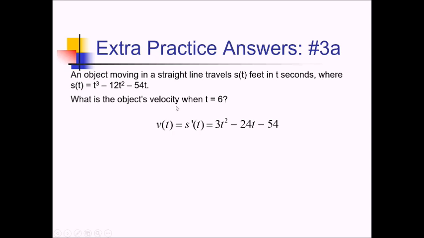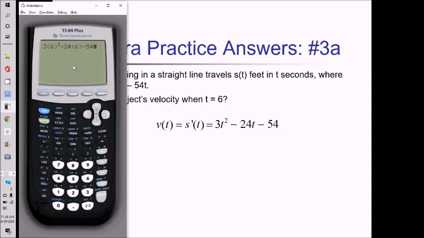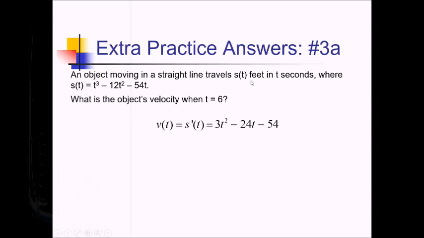And to get the velocity at time 6, I just have to plug 6 into this function. Let me just do that on the calculator. So plug in 6 into all of that. We end up with negative 90, and that's going to be in feet per second.